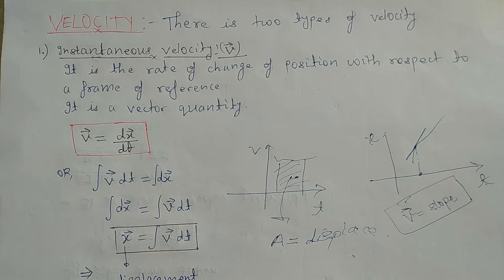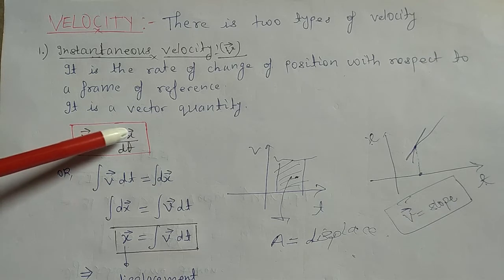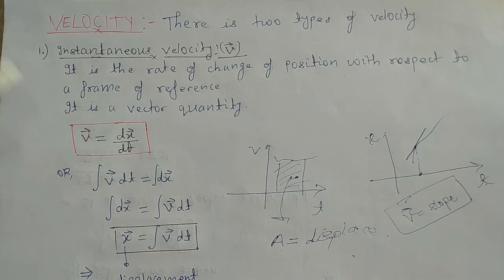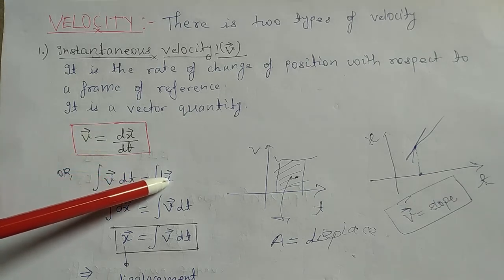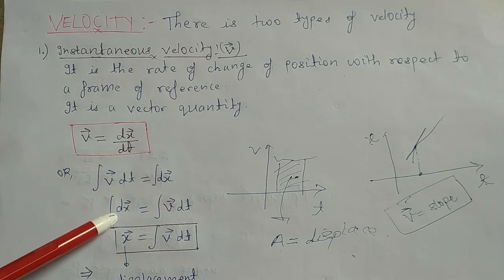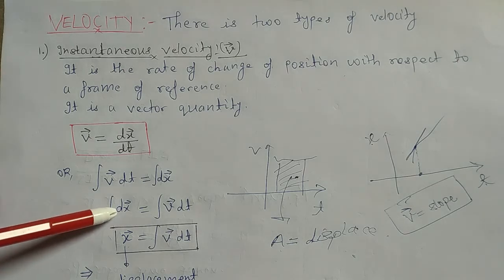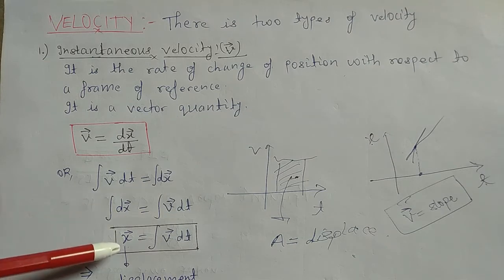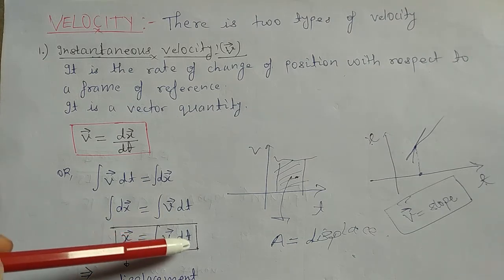Now if I multiply both the sides with dt, then this will become v dt, and here we are left with dx, and integrate both the sides. So this will become integral v dt is equal to integral dx. Now integral dx is nothing but the change in position. So the change in position is displacement. The definition of displacement is change in position. So displacement is equal to integral v dt.